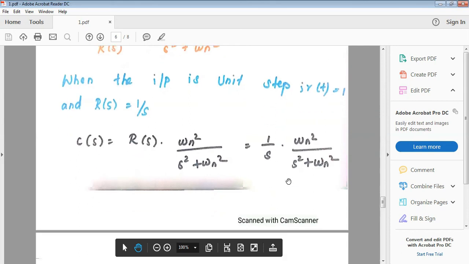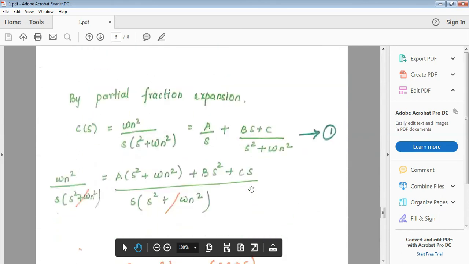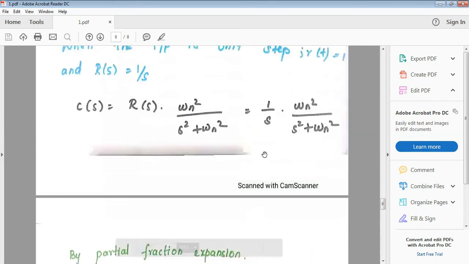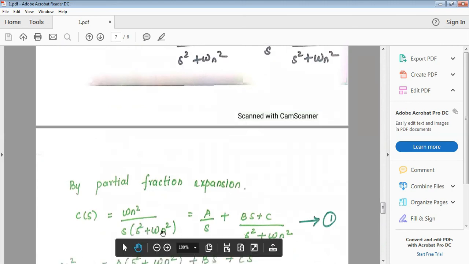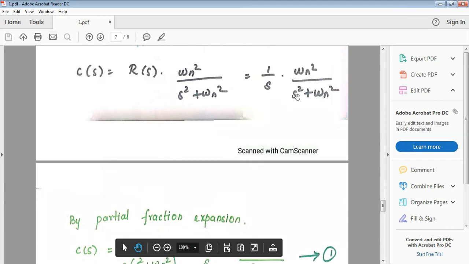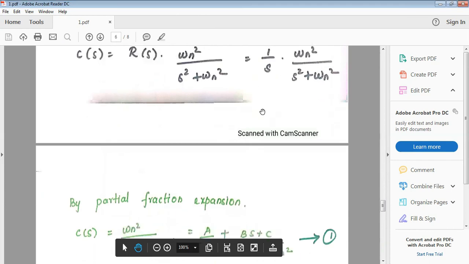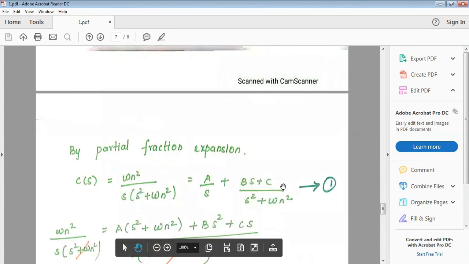For that, we have to go for partial fraction expansion. So how can we go for partial fraction expansion? In this term, we have to cross multiply. So the value of C of s is equal to omega n square divided by s into s square plus omega n square, because by taking the LCM, we will be getting s into s square plus omega n square.